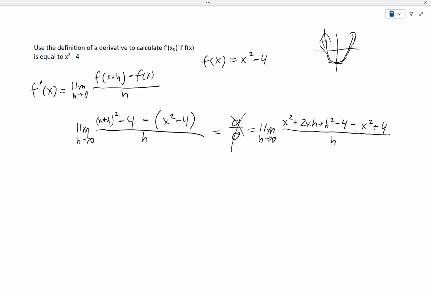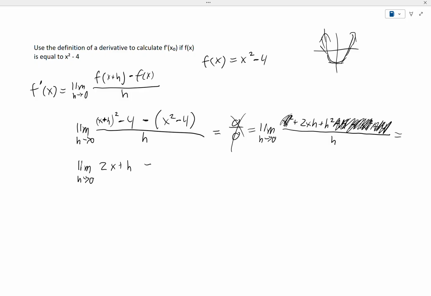As you can see, some stuff is going to cancel. I'll just cross it out as I see it. x squared and negative x squared. Bye-bye. 4 and negative 4. Bye-bye. And I'm left with two things involving h in the numerator and h in the denominator. So I can just divide each of those terms on the top by that h on the bottom. So I end up with 2x plus h, and that's it. Limit as h approaches 0 of this.